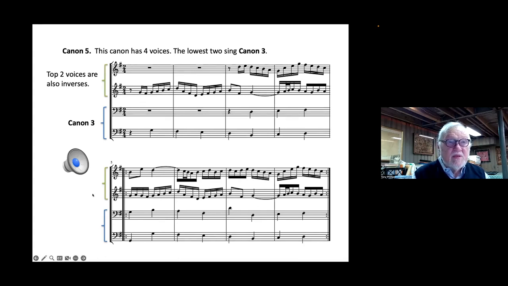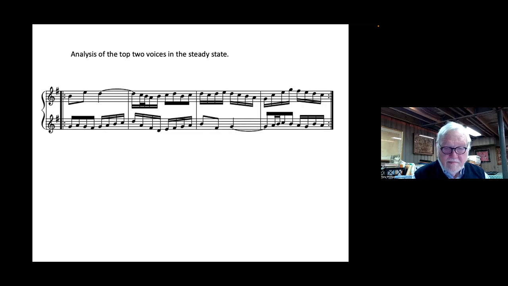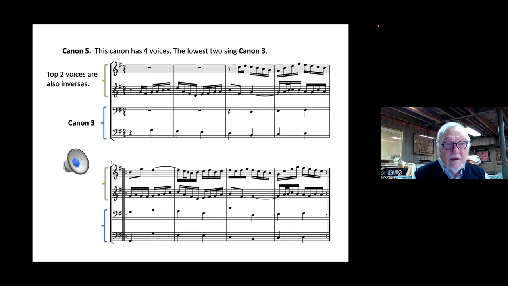So this is what that canon sounds like. If you listen carefully, you can hear the canon 3 playing in the lower register, where these other two voices are harmonizing in the upper two staves here.